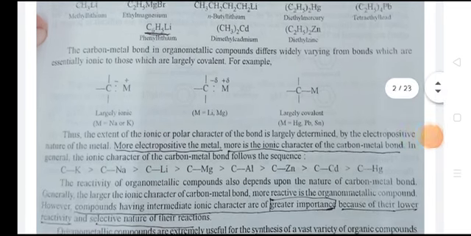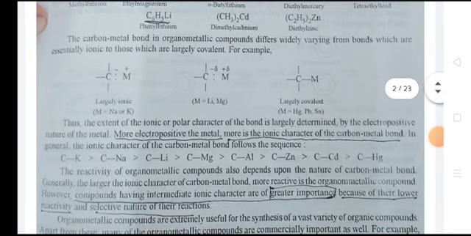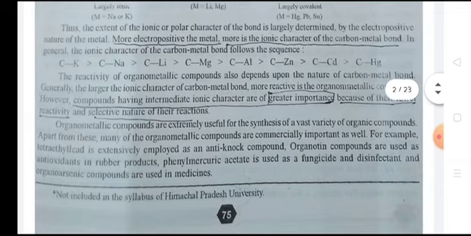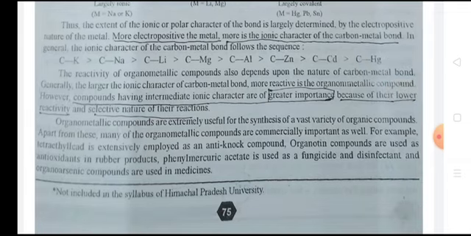The carbon-metal bonds in organometallic compounds differ widely, varying from bonds which are essentially ionic to those which are largely covalent. Thus, the extent of the ionic or polar character of the bond is largely determined by the electropositive nature of the metal. The more electropositive the metal, the more is the ionic character of the carbon-metal bond. In general, the ionic character of the carbon-metal bond follows this sequence: carbon-potassium, carbon-sodium, carbon-lithium, carbon-magnesium, carbon-aluminium, carbon-zinc, carbon-cadmium, and carbon-mercury.